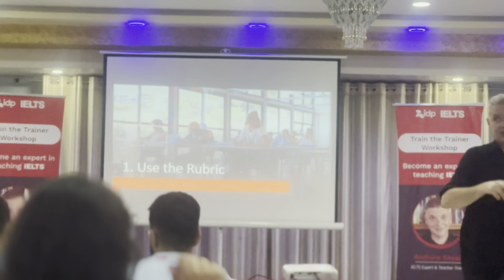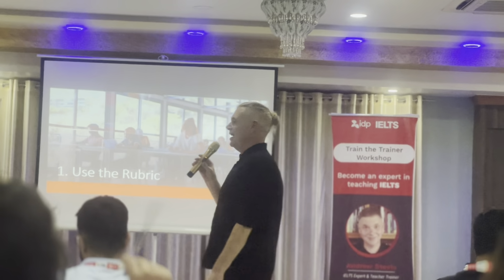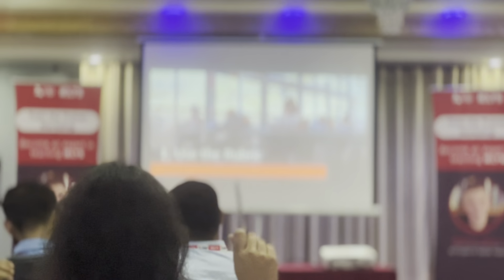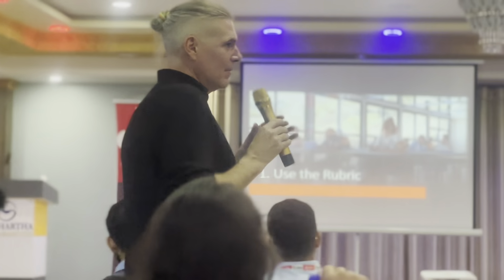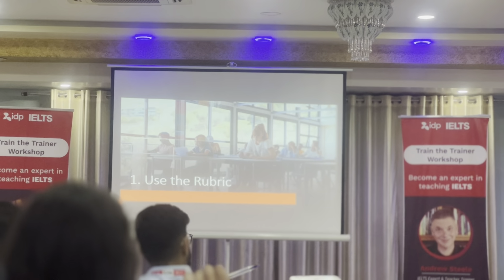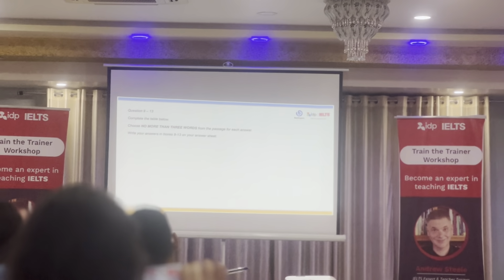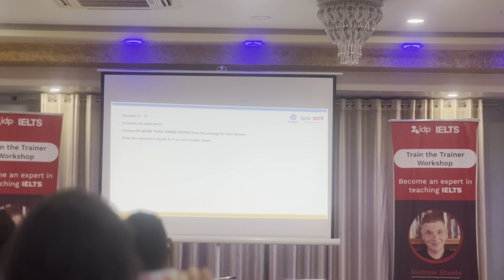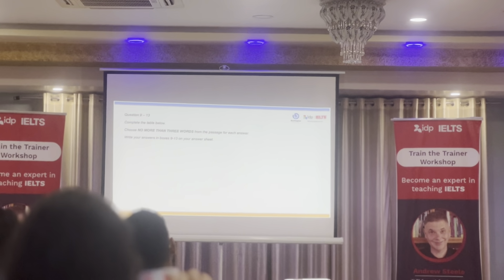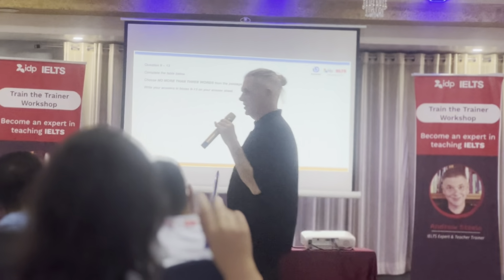So this session cuts across the two. And the first thing that I always do when I'm looking at an IELTS question is I use the rubric to make sure they've understood what to do. Let's have a look at a rubric so I can explain what I'm talking about. Let's have a look at the first rubric. It's a bit small. It says, complete the table below. Choose no more than 3 words from the passage for each answer. Write your answers in boxes 9 to 13 on your answer sheet.